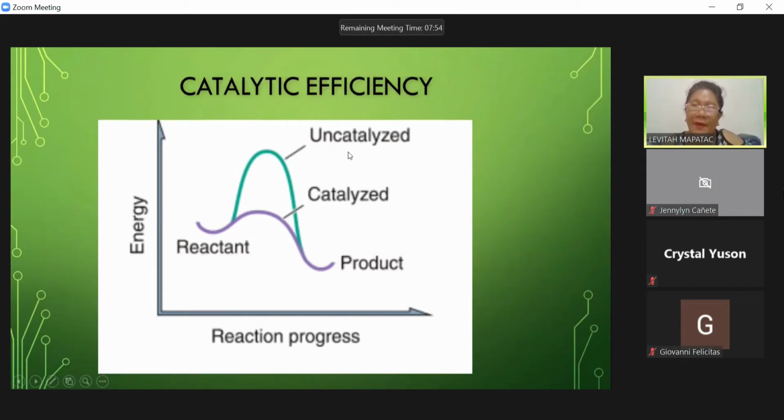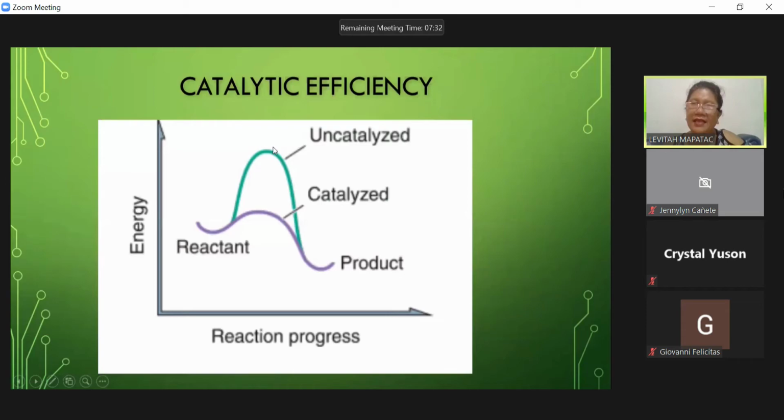What happens if there is a catalyst? Here is your reactant. If there is a catalyst, the energy is lower. What will happen? It lowers the energy of activation so that it will produce a product. So that's the difference.